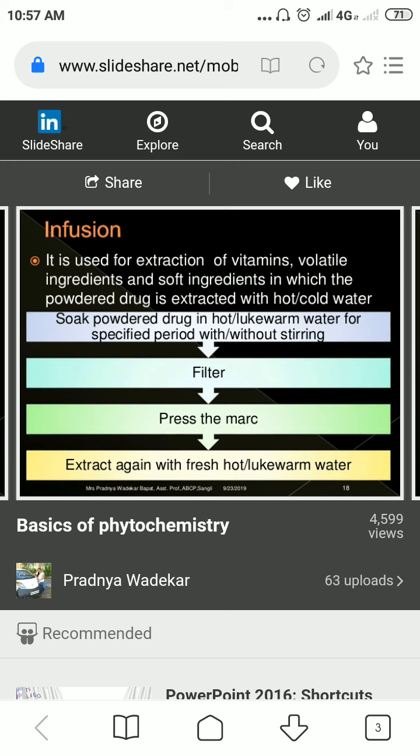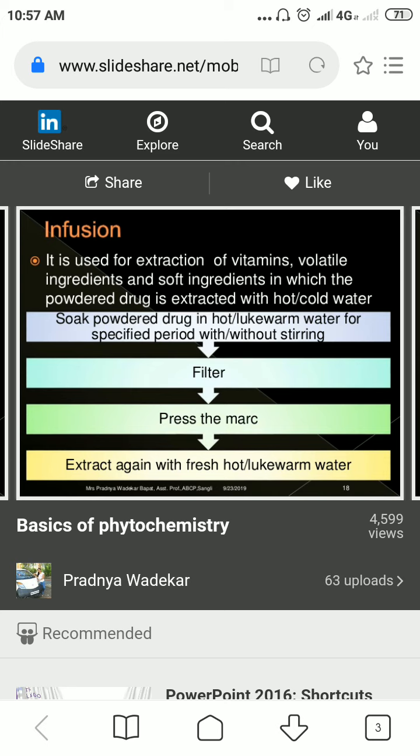So now after maceration, and we have already discussed in detail maceration and percolation. After maceration and percolation, one of the methods of extraction is infusion. So what is the meaning of infusion? It is used for extraction of vitamins, volatile ingredients and soft ingredients, in which powder drug is extracted with hot or cold water. So treatment with water is called infusion.